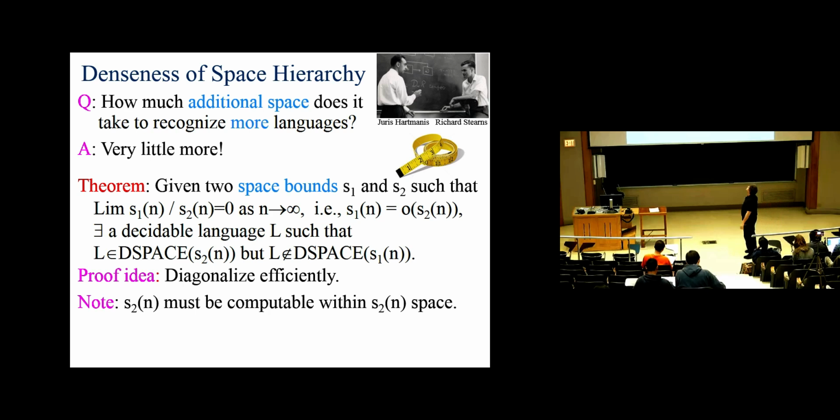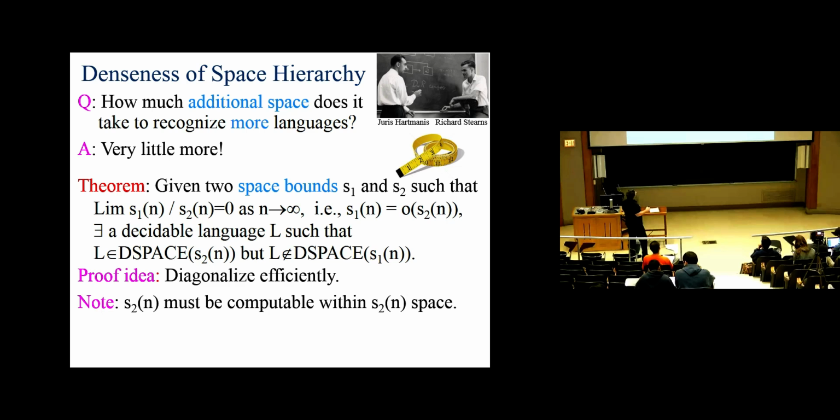So we keep splitting here. The denseness of the space hierarchy is very, very tight. Basically, the theorem is that given two space bounds, S1 and S2, both asymptotic functions, as long as one is little o of the other, you can recognize certain languages in S2, the bigger of the two, that you cannot recognize in space S1. And all they have to do is be asymptotically slightly different from one another. That small gap, small though it may be, is enough to recognize new and more languages. In fact, an infinite number of new languages, not just a finite number.